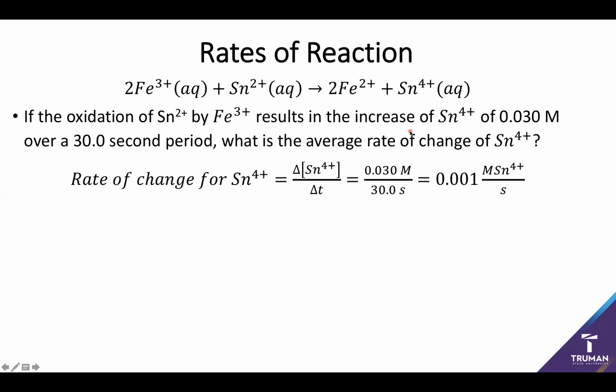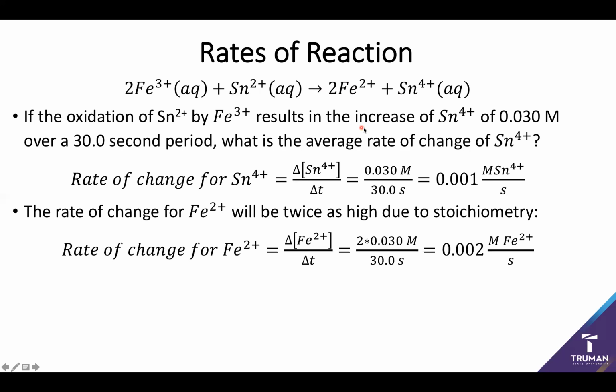Now, here's the thing. If I know exactly how much the concentration of my tin has increased, I can use this same idea to figure out how the concentration of my iron has increased. First of all, it should increase, so we should have a positive number. And for every 1 tin I make, I should be making 2 irons, so I should have double the rate. Again, we see this with the stoichiometry. I make twice the concentration of my iron species. So I'd expect to be producing my iron at about 2 millimolar per second.